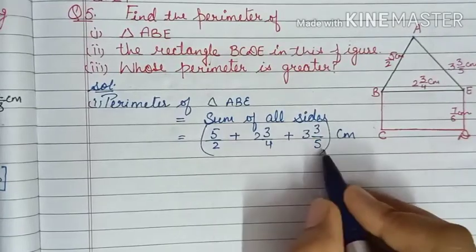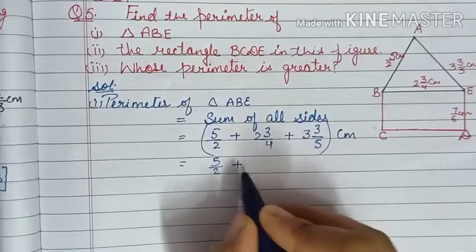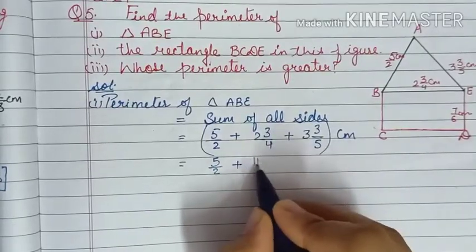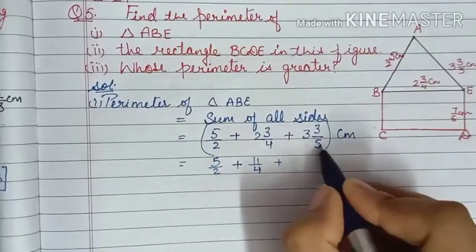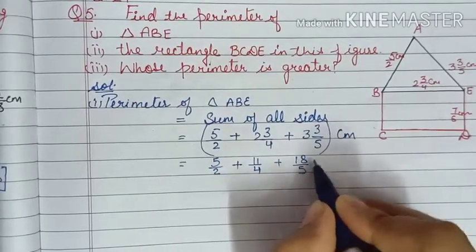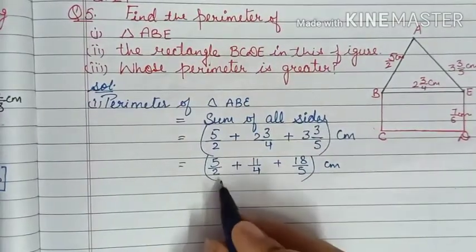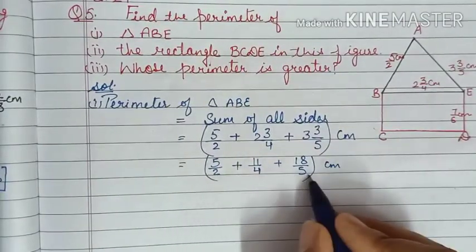Now here two sides are given in mixed fraction. So let's convert them first into improper fractions. 4 twos are 8 plus 3, 11 upon 4; 5 threes are 15 plus 3, 18 upon 5 centimeter. Now we will find the LCM of the denominators.